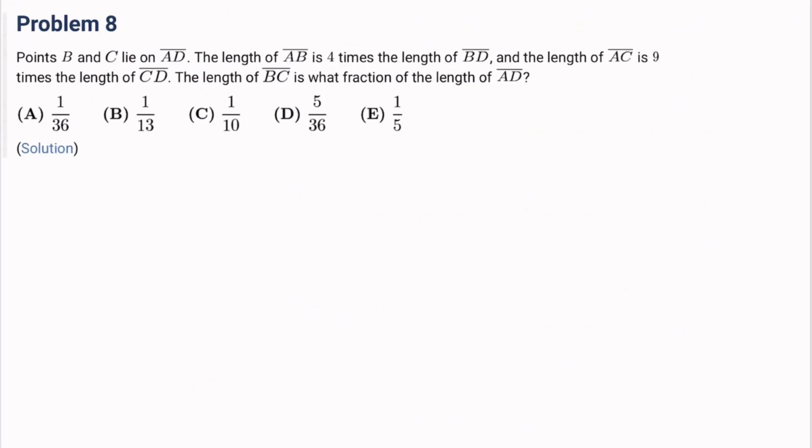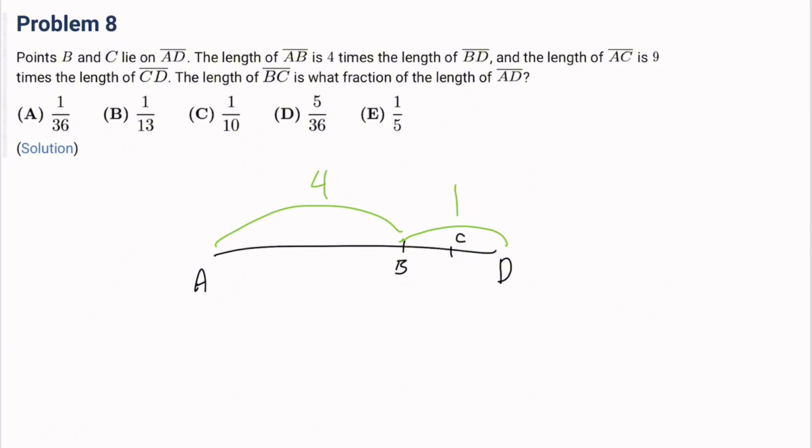Number 8, points B and C lie on AD. The length of AB is 4 times the length of BD, and the length of AC is 9 times the length of CD. The length of BC is what fraction of the length of AD? Okay, so we have AD, and if we have B like that, then we're going to have 4 to 1, and if we have C, then we're going to have 9 to 1, right? So that sum is 5, and this sum is 10. So that means we're going to have not 4 and 1, but 8 and 2, right? So that will make the sum the same.